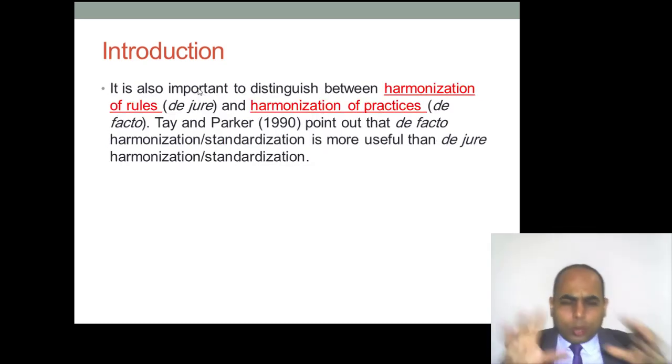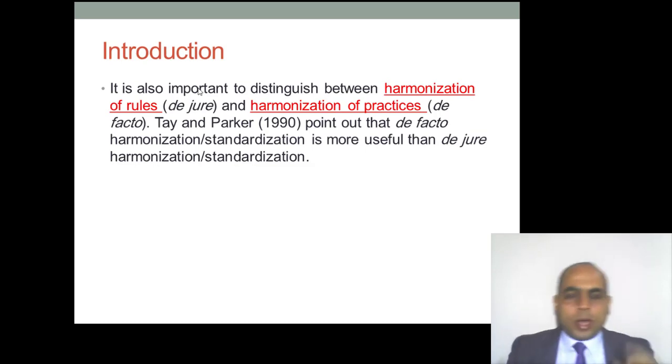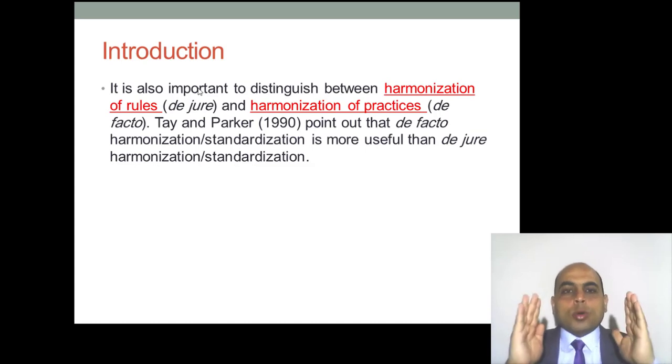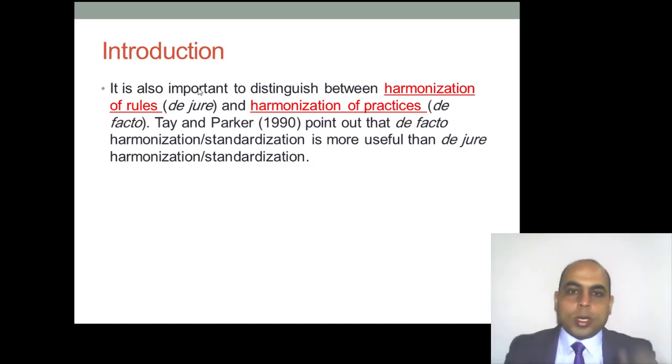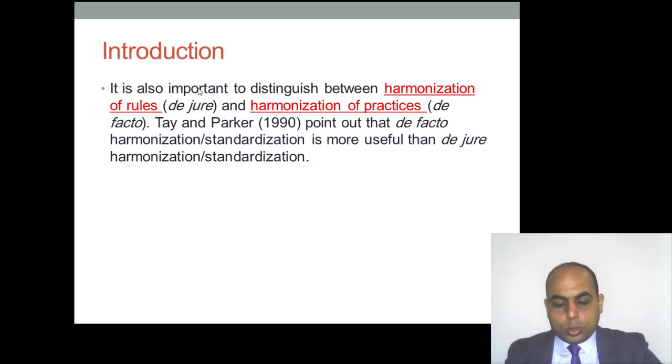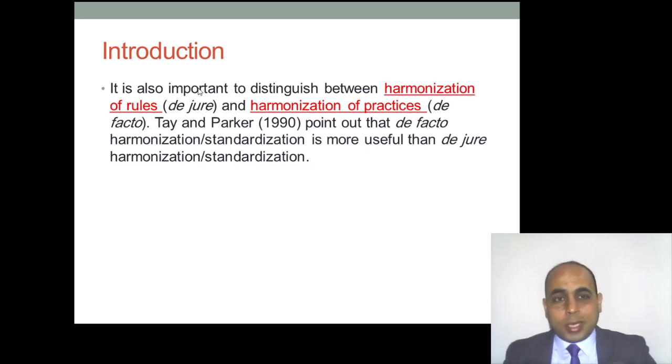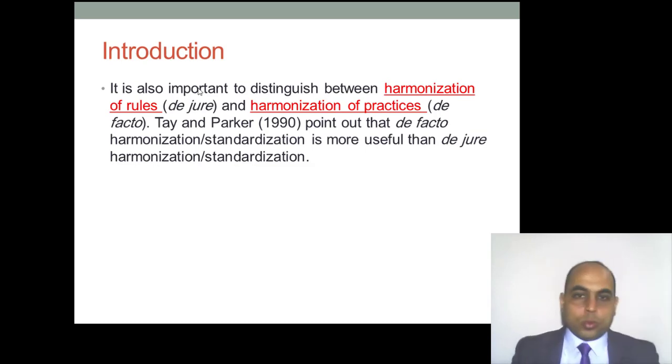To clarify this idea, you have to be careful. We have 2 kinds of harmonization: harmonization of rules and harmonization of practices. What's the difference? Harmonization of rules means that we have, for example, one method only to evaluate the inventory, let us say. The only allowed method is, for example, first in, first out. In this case, we are obligated to adopt only this method. In this case, we are talking about harmonization of rules.